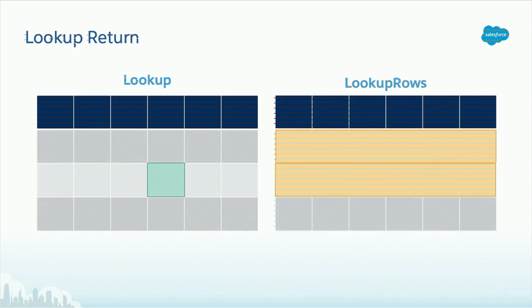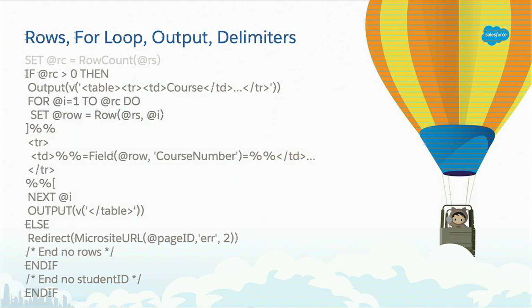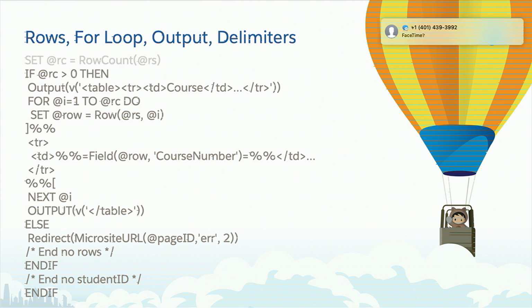Just a visual example here of what you're getting back. Again, single row or multiple rows, or single value and multiple rows. All right, so we've got our row set back, and now we have more than one row, hopefully.